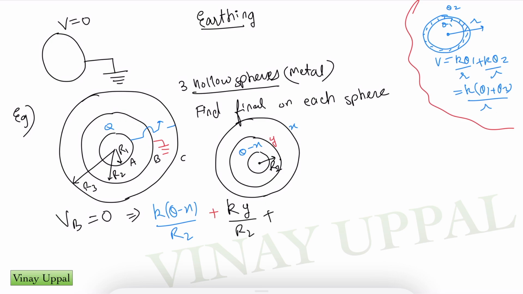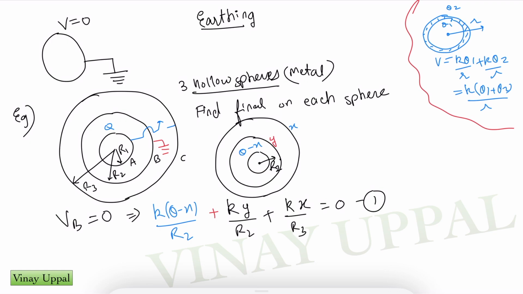What about potential of B due to sphere C? Now sphere B is in the interior of sphere C. So in the interior of sphere C, everywhere the potential is going to be K times charge of C divided by the radius of C. And the sum of these should be 0. So this is one equation that we have.